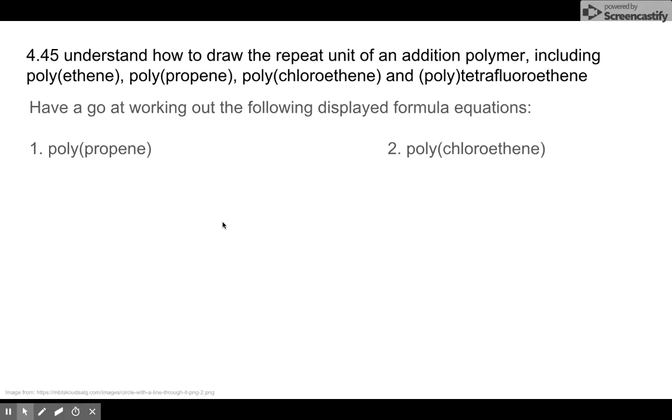Have a go yourself at working out the following displayed formula equations for polypropene and polychloroethene. Press pause on the video, rewind perhaps if you need to for that previous example, and have a go at these 2.